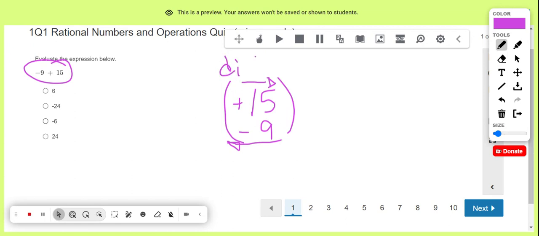So if they're going in different directions, then you're going to find the difference. So 15 minus 9, you just go ahead and subtract those.